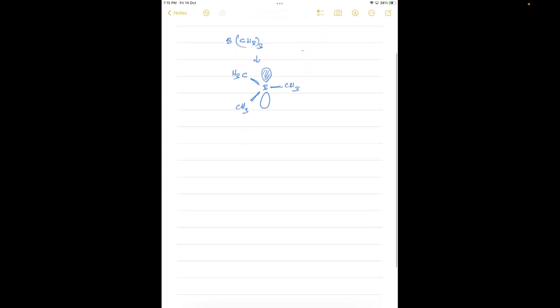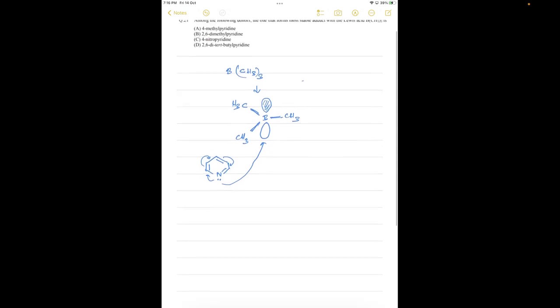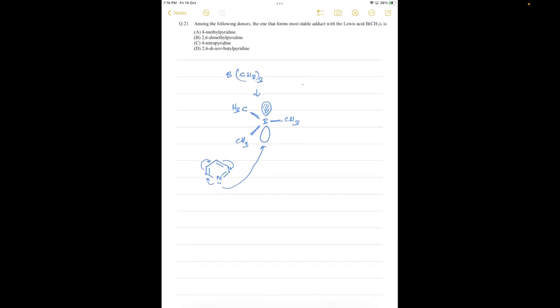So if you write down the structure of normal pyridine, it will look like this. This is the structure of pyridine, and the nitrogen atom has a lone pair. This lone pair participates in resonance with the ring also, like this. Also, this nitrogen atom can donate this lone pair of electrons to the empty p orbital of the boron atom and form the Lewis acid base product or adduct. So we have to find out which of the substituted pyridines will form the most stable adduct with BMe3.